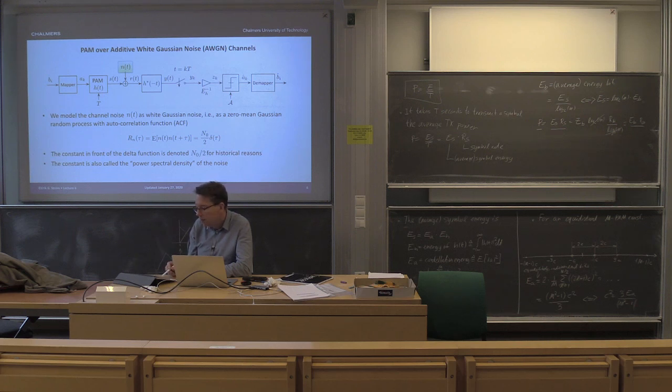Another way to say that is that we have a zero mean Gaussian random process with an autocorrelation function that's of this form, where here we have the Dirac delta function. Okay. This variable n naught over 2, why we divide by 2 here is of historical reasons. It's always been done, so there's no way back. So we will just have to have this 2 here. Okay. This constant is also known as power spectral density of this noise.